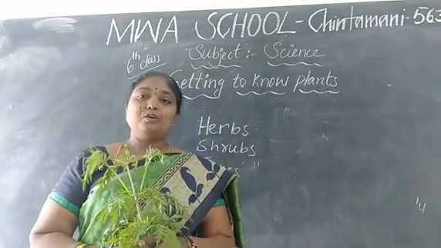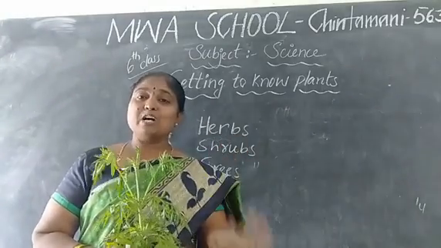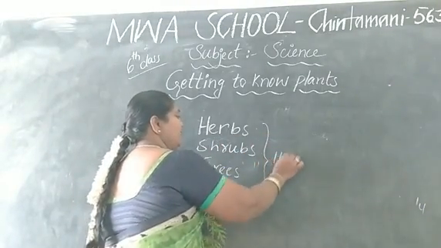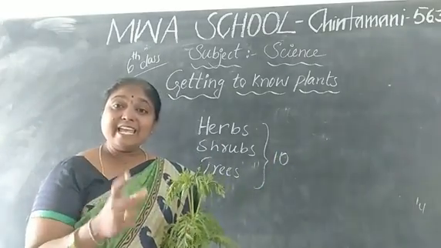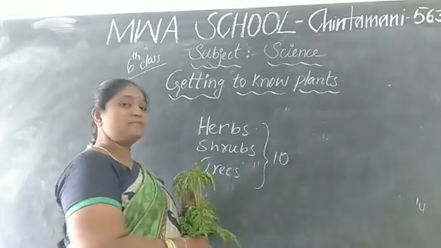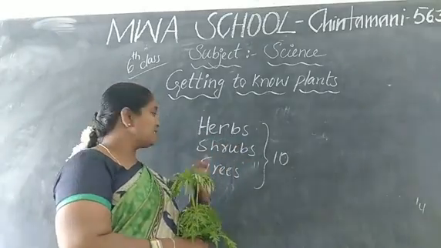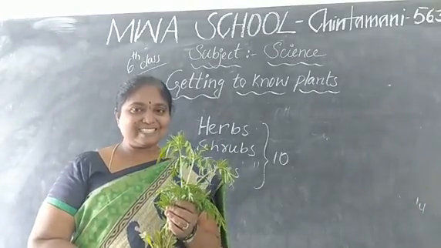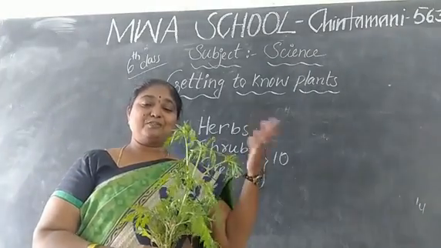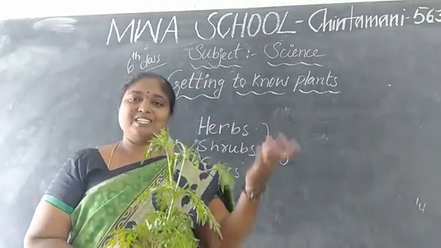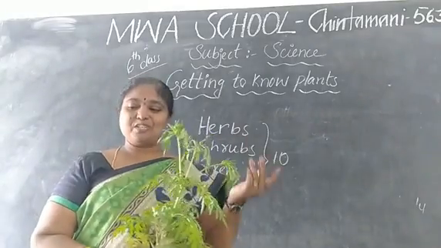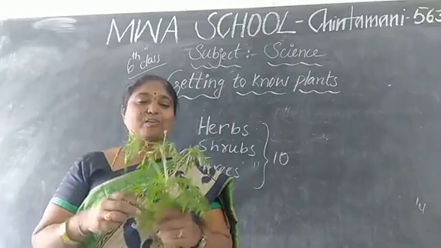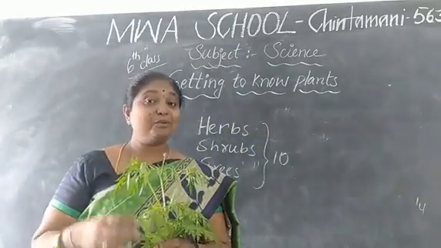I am going to give the home task for you. Collect at least 10 names of herbs, 10 names of shrubs and 10 names of trees. Okay children, will you do it? Tomorrow in class, you have to tell me which are the herbs, which are the shrubs and which are the trees. Then tomorrow, we will go for the new topic.